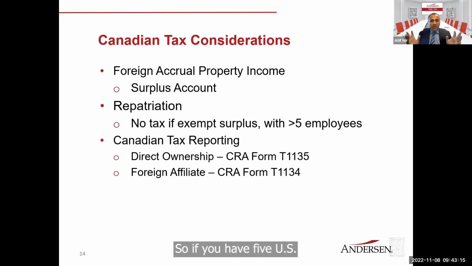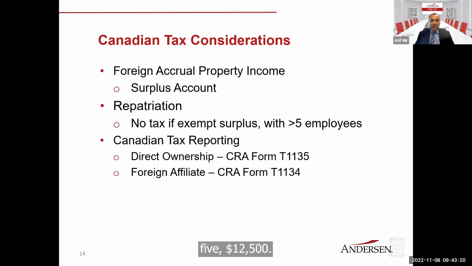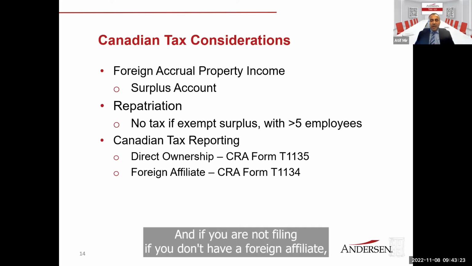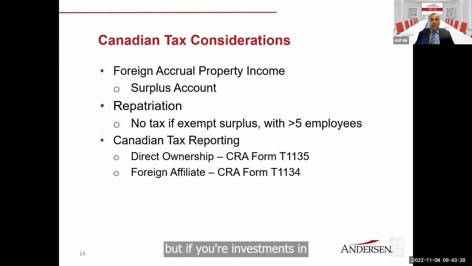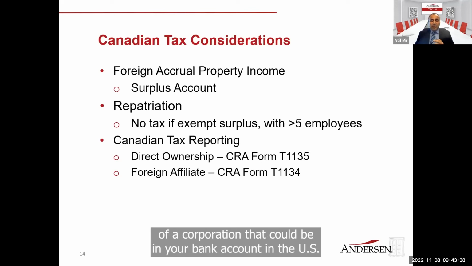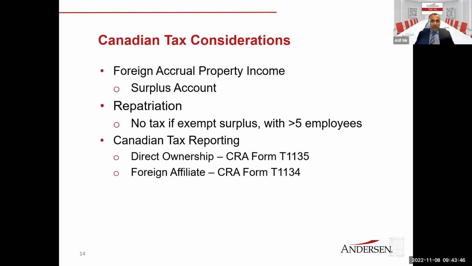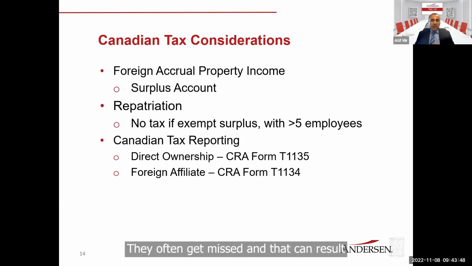So if you have 5 US corporations, that would be $2,500 times 5, $12,500. And if you don't have a foreign affiliate, but your investments in the US, or any other country, but US in this case, are more than $100,000, that could be in the shares of a corporation, that could be in your bank account in the US, then if it exceeds $100,000, you have to file the form T1135. So be always aware of it. They often get missed, and that can result in penalties.